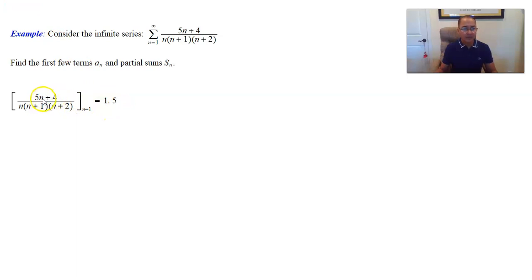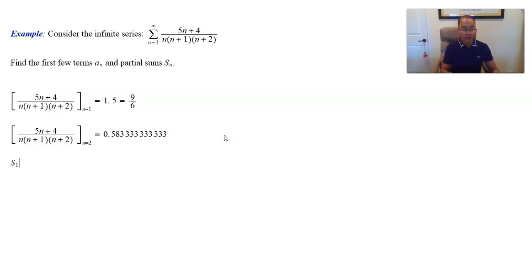Of course, n equals 1 is not a very big number, so we can verify it by hand. When n is 1, we get 9 in the numerator, and then 1 times 2 times 3, which is 6. So 9 over 6. That is the first term of our telescoping series, and we're going to find out in a minute why it's called a telescoping series. For n equals 2, you get 14 over 2 times 3 times 4, which is 0.583333.